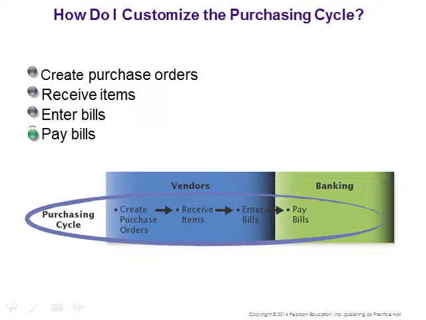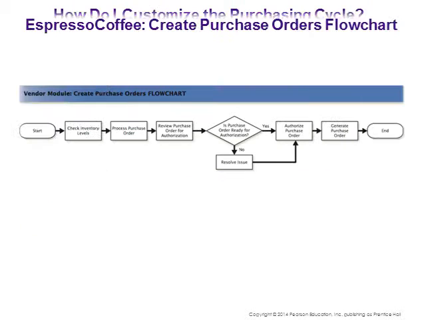So for the purchasing cycle, we look again at, well, how do we then customize the purchasing cycle? And the purchasing cycle includes the create purchase orders, receive items, enter bills, and pay bills. And so this is the flowchart to customize the create purchase orders process for EspressoCoffee. And we can see it contains 6 activities.